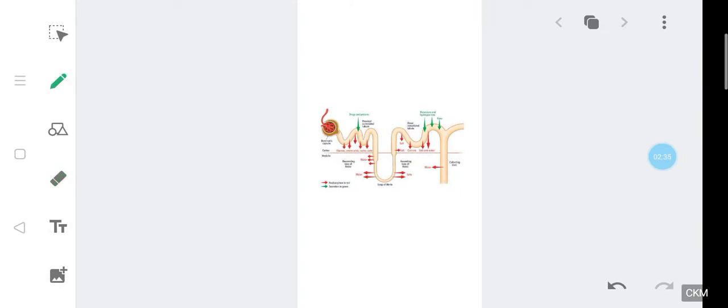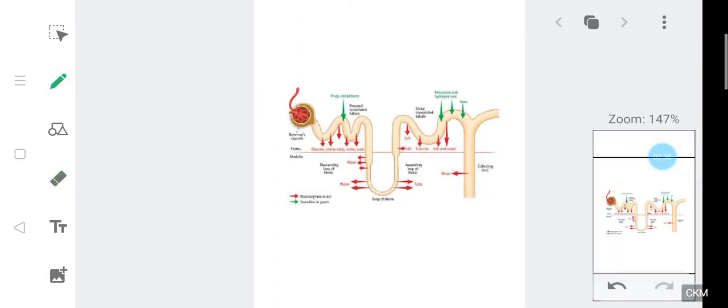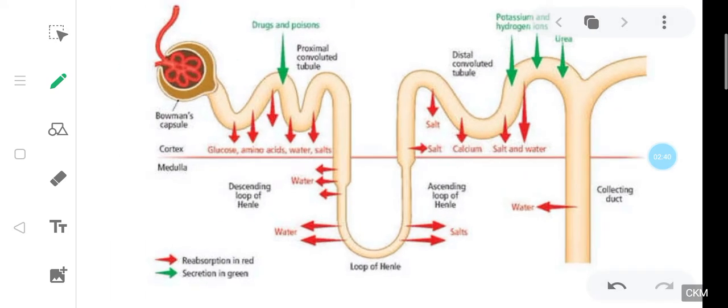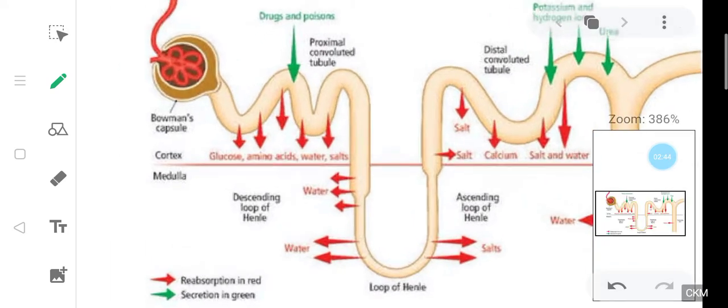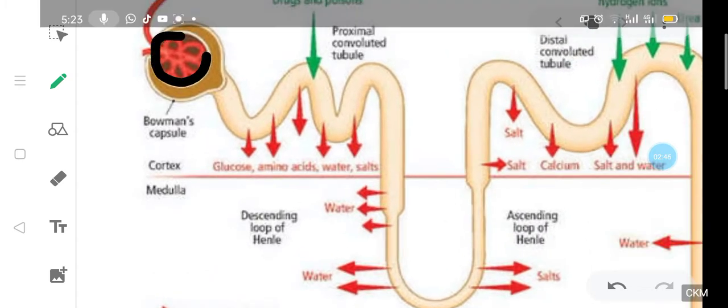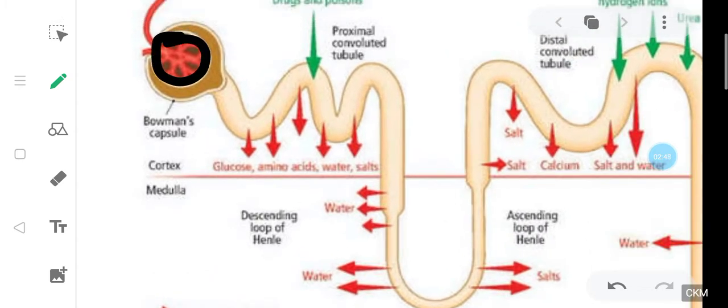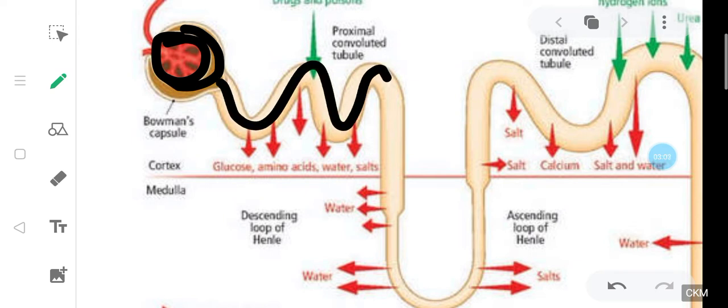Students, if you remember, we have already learned about the structure of the nephron, in which I explained in much detail what happens when the blood passes through the glomerulus. Due to the blood pressure, most of the material like salt, water, glucose and amino acid is transferred into the Bowman capsule. And from the Bowman capsule, it is transferred to the proximal convoluted tubule.